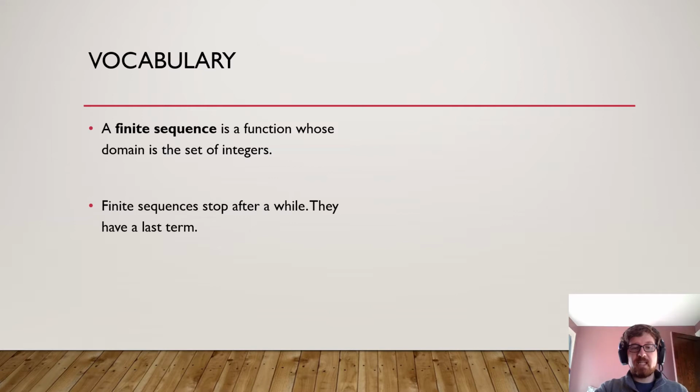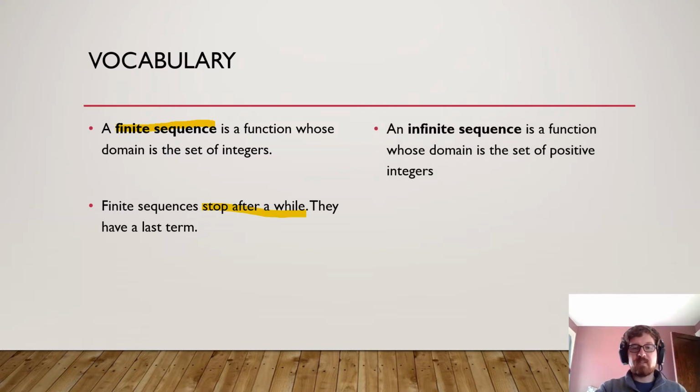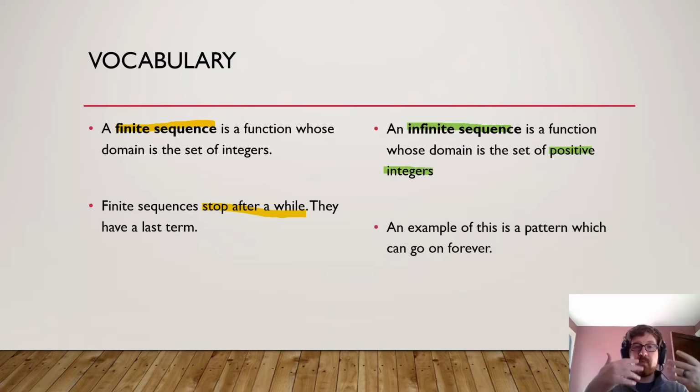So a couple of key differences here. We're talking about a finite sequence. It can end. It's a function whose domain is a set of integers, and they stop after a while. An example of this can be if you're doing a car payment and you're just paying it down. Every month, it'll stop. Now, an infinite sequence does not stop after a while. Its domain is a set of positive integers, so it will keep going on forever and ever and ever. It will always keep repeating.